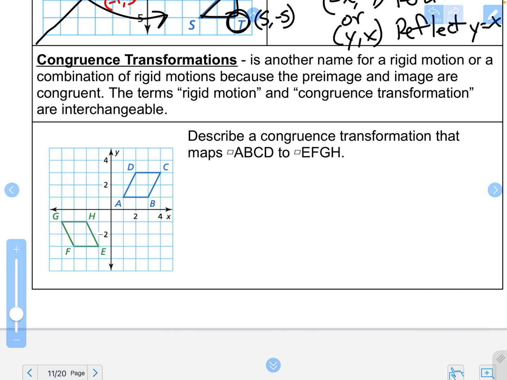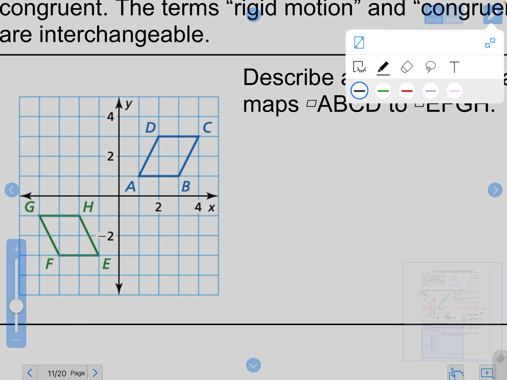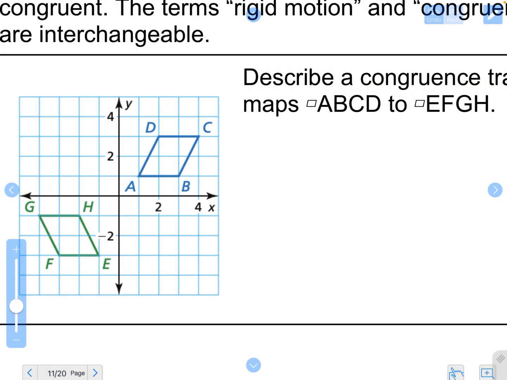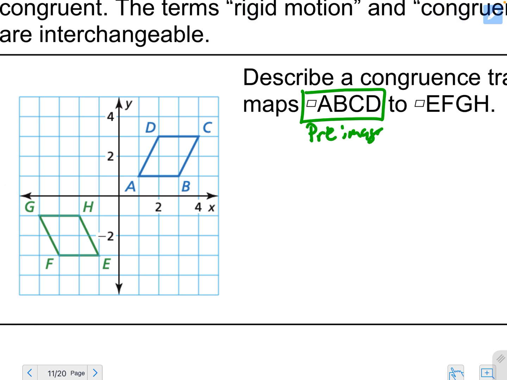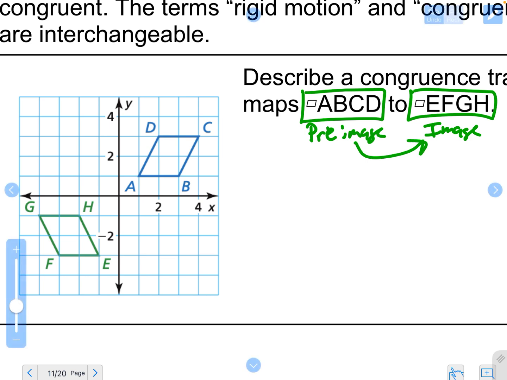So we had to figure out the rigid motions, or the congruent transformations, that happened to get us from one shape to the other. So let's look at some more and figure out how we can make it work. One of the big things for us to pay attention to is direction. ABCD is the pre-image, or the first one, and EFGH is the image, or the last one. So we're going in that direction, from that one to that one.